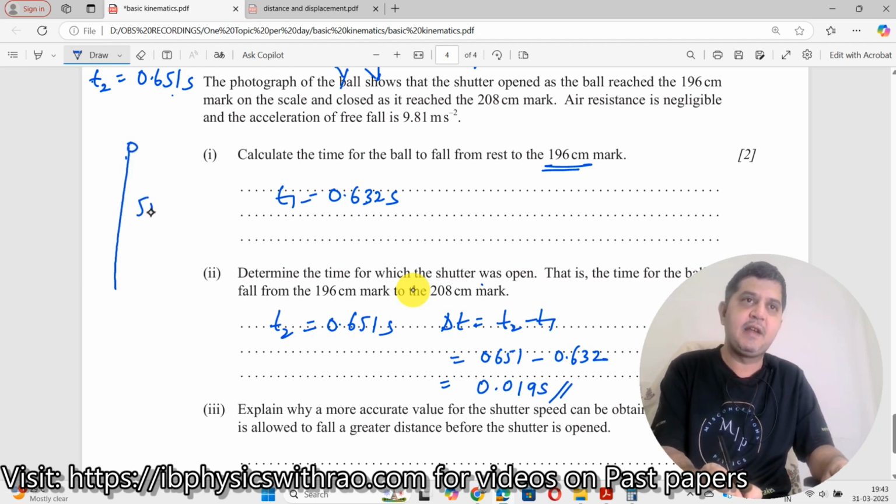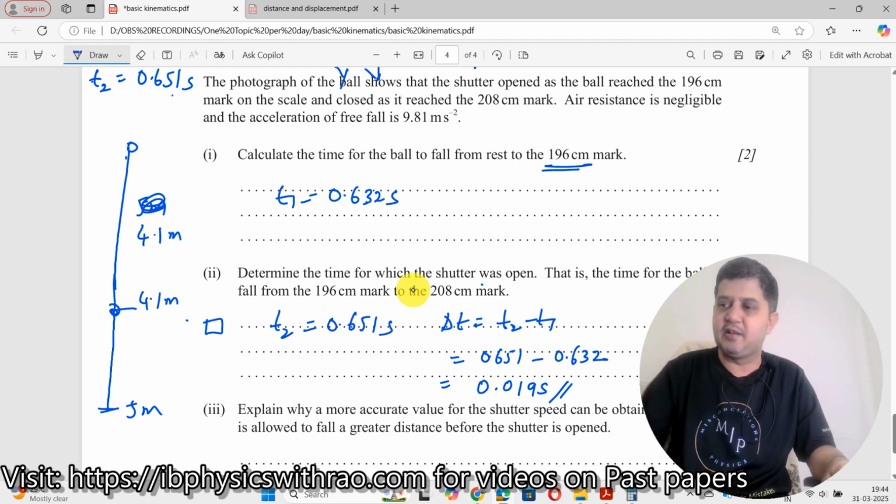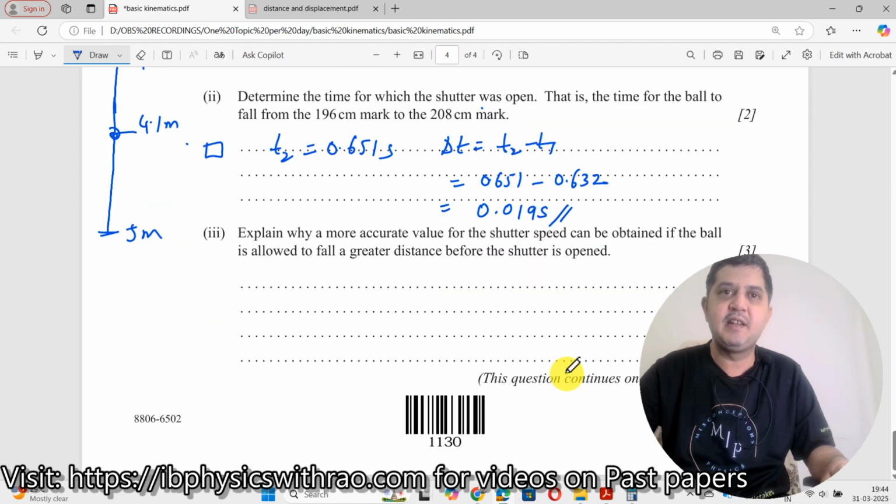Let's say this is 5 meters over here. Now, when I put the camera over here, the shutter will open here. Let us say around 4.1 meters it opens. The total length is 5 meters. So let us say 4.1 meters over here. The next time when it opens, this distance would have been much larger. This could be 5 meters over here. So as a result of this, the distance traveled is larger here, right? The distance traveled here is larger.